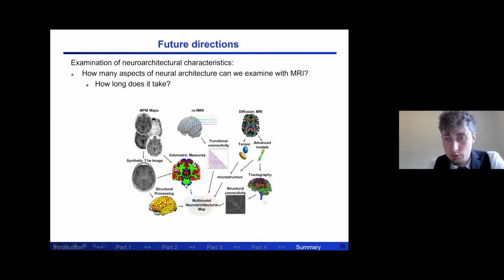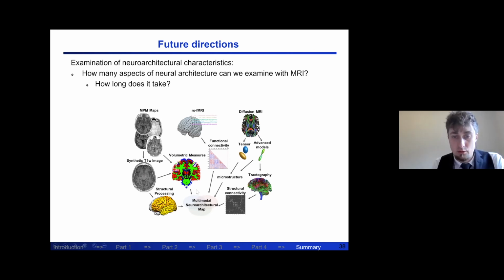Then finally, you can use it for tractography, and you can get these structural connectivity maps as one thing, but you can also examine more specific things, and you can even combine the diffusion maps and the MPM maps to examine various characteristics of these fiber tracts. So the degree of myelination, and you can try to estimate conductivity speed and all kinds of things.